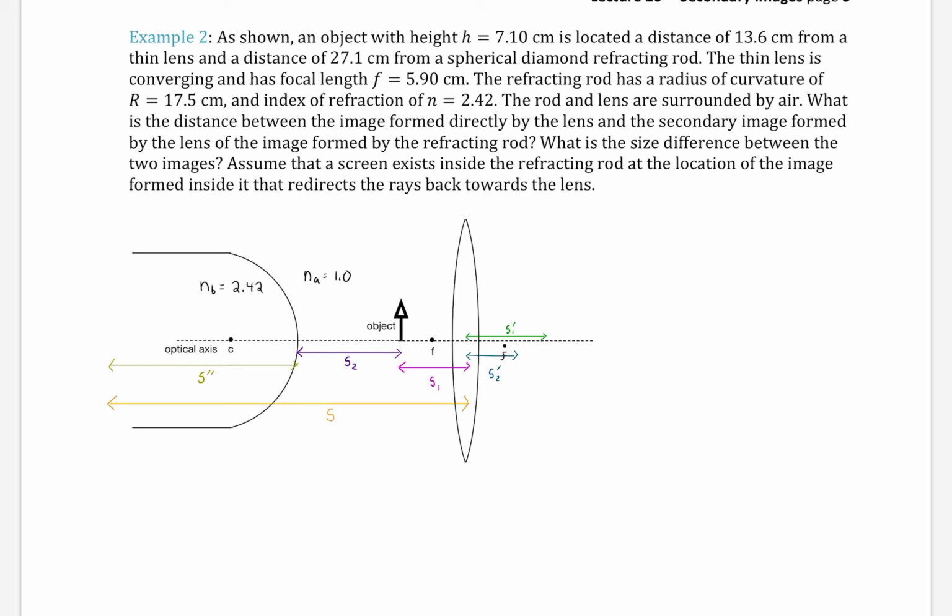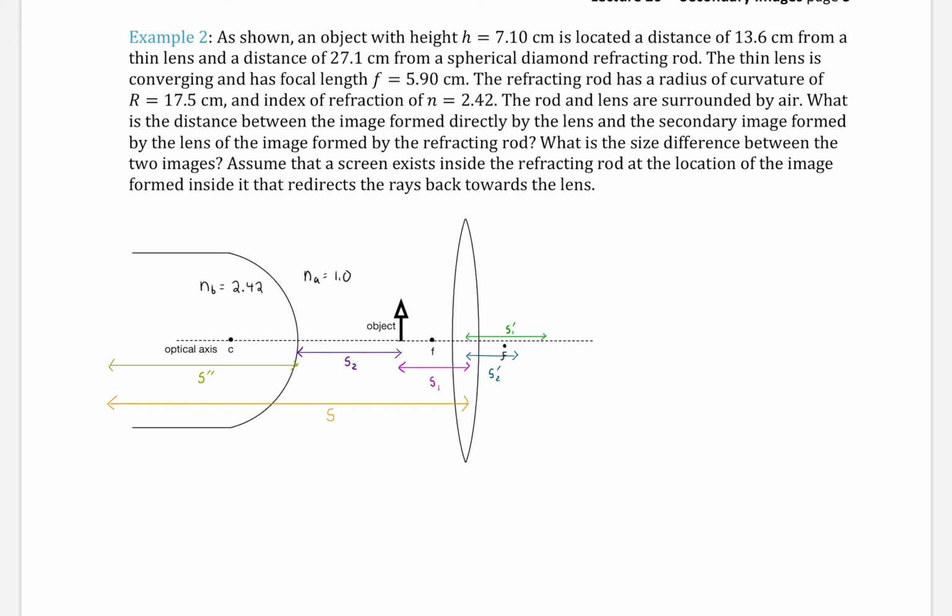But in this case, notice what we're doing here. We're comparing the secondary image formed by the lens with the primary image. So what is the distance between the image formed directly, that's the primary, by the lens, and the secondary image formed by the lens? So we're not going to compare between secondary images. We're going to compare between a primary image and a secondary image. But of course, we'll need to consider two primary images in that case, because we'll need to consider the primary image formed by the refracting surface in order to get the secondary image. And since we need to compare, we're going to consider the primary image formed by the converging lens as well.